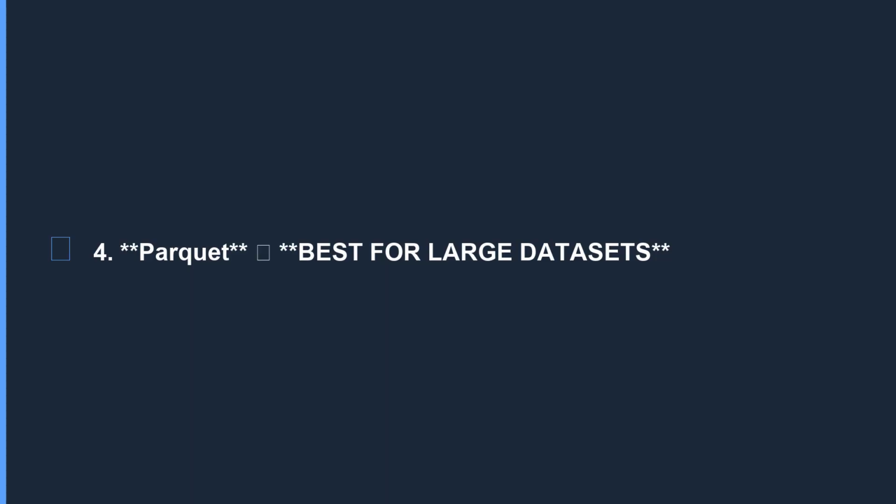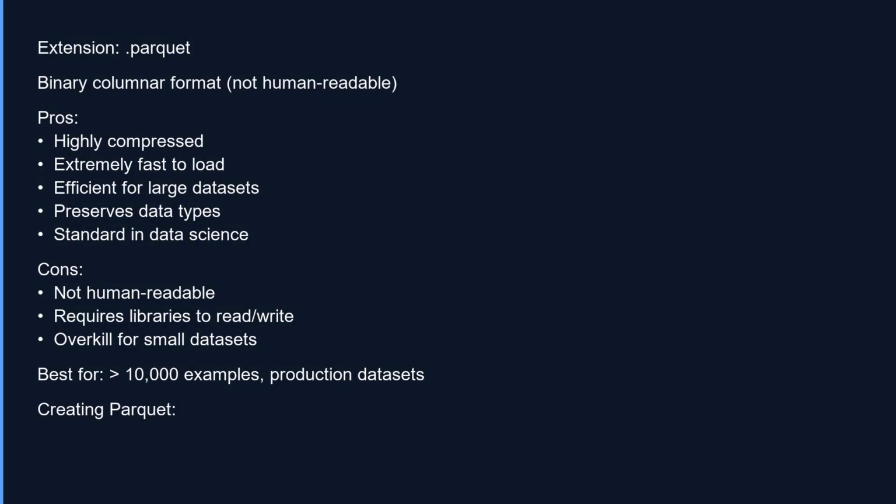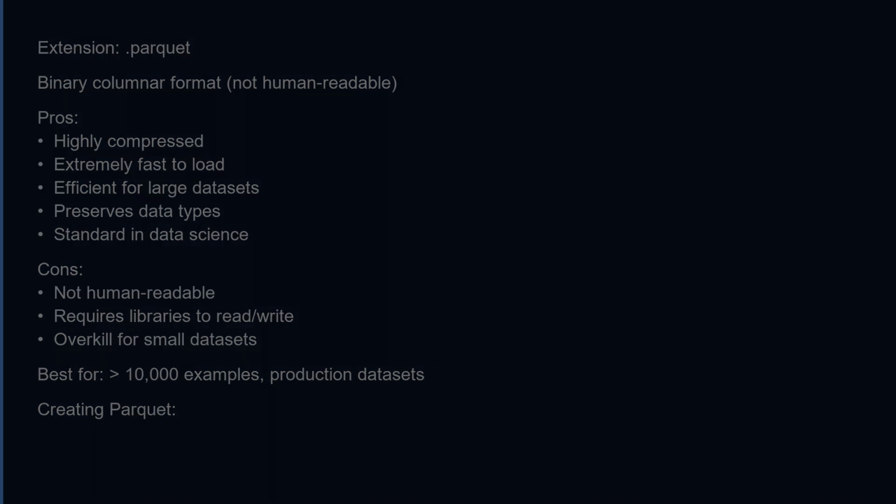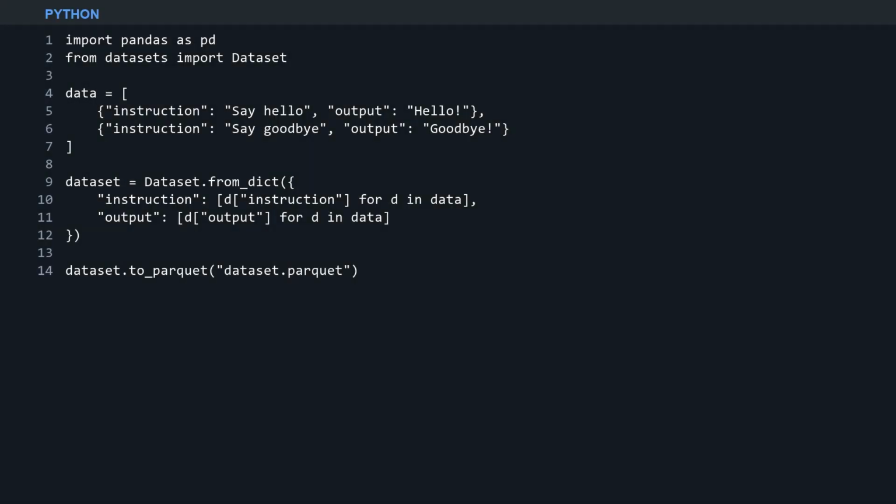Let's now look at 4. Parquet, best for large datasets. Extension, Parquet, binary columnar format, not human readable. Pros: highly compressed, extremely fast to load, efficient for large datasets, preserves data types, standard in data science. Cons: not human readable, requires libraries to read and write. Overkill for small datasets. Best for over 10,000 examples, production datasets. Creating Parquet. Here's the Python code for this section, starting with import pandas as pd.